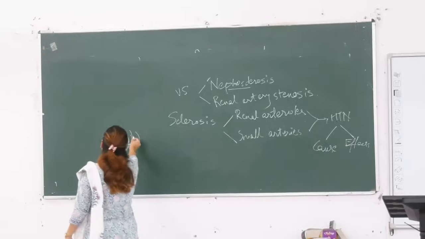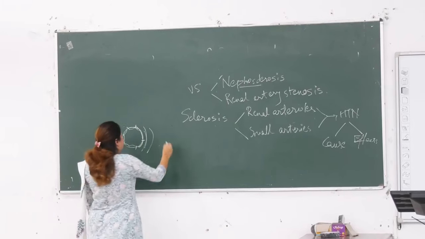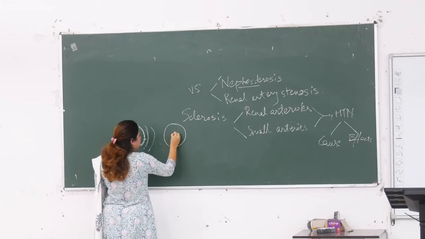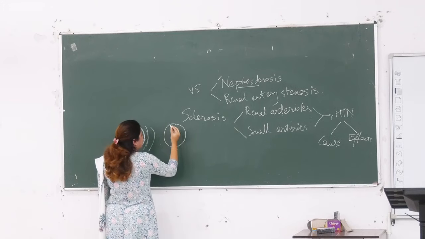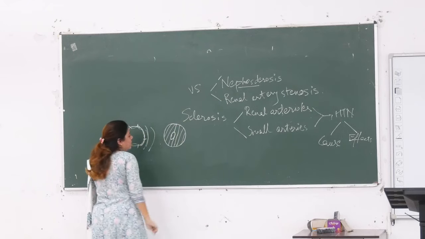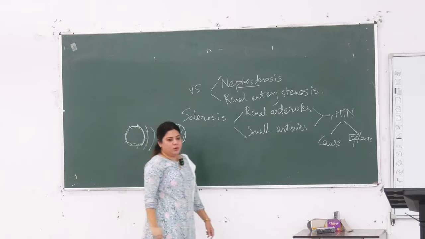Hyalinosis of the media or the intima or the externa, right? So what will ultimately happen? The vessel lumen becomes narrow. Normally the vessel lumen is like this, but in case there is hyalinization or sclerosis, the vessel lumen becomes narrow like this, and the wall is thickened. So there will be less blood flow to the kidney.